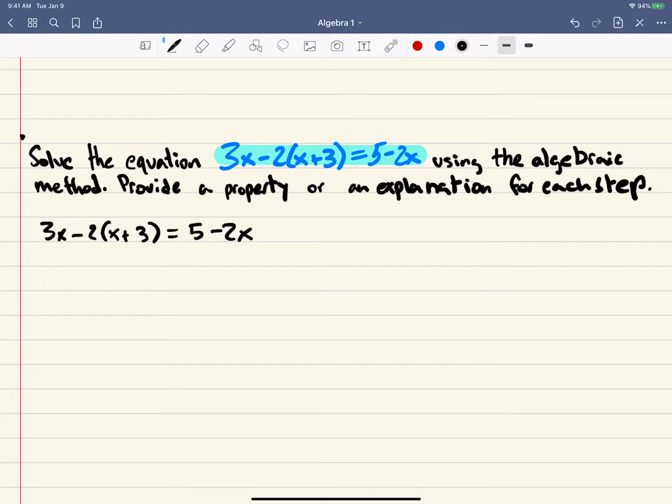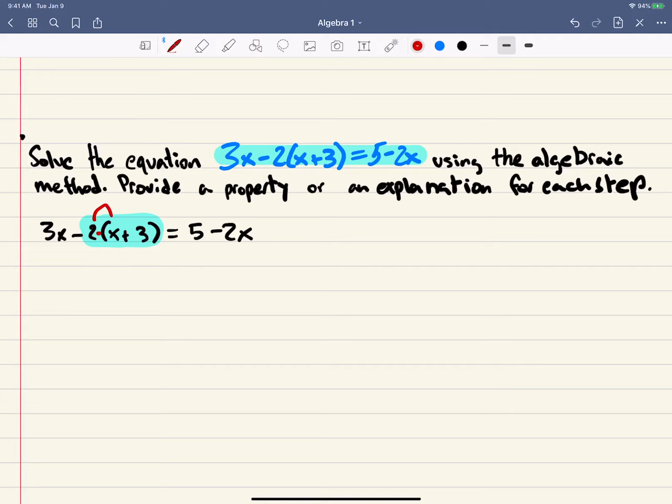Okay, so the first thing we got to do is apply the distributive property. That's something we haven't really spoken about, but the first thing we're going to do is take care of this highlighted part. Remember, this is implied multiplication, and before we can do anything, we got to distribute this 2.